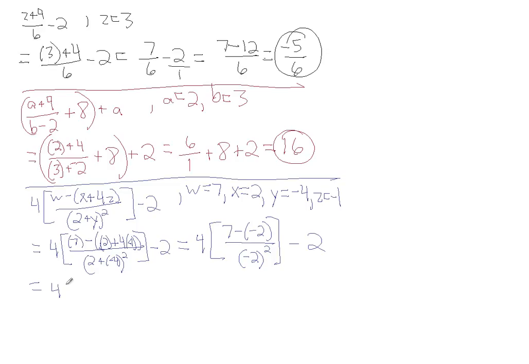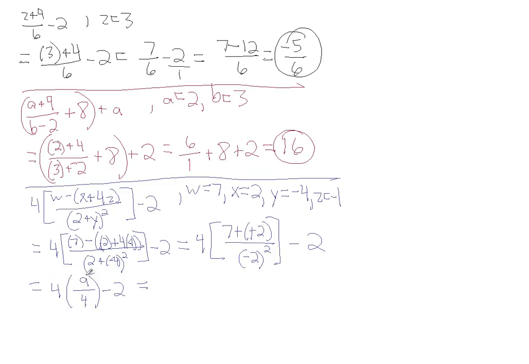And moving on, we have 4 times, well, 7 minus a negative 2. Cancel these, it's the same thing, 7 plus 2 is 9, divided by minus 2 squared. Minus 2 times minus 2 is a positive 4. Anytime we square a number, it's positive every time. Then we have our minus 2 outside.